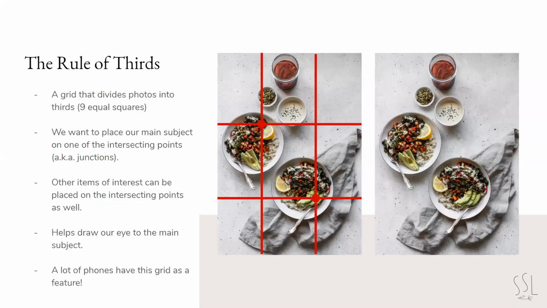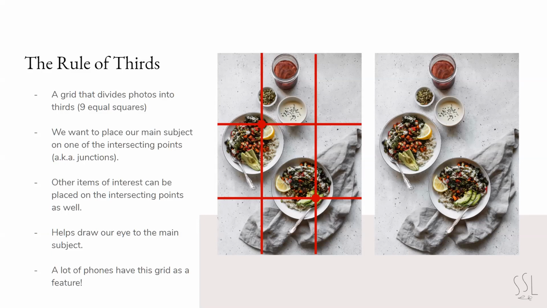Now let's talk about our 3 easy compositional techniques, starting with the rule of thirds. So the rule of thirds states that when a photo is broken up into thirds using a 4-grid line, like you see in this photo, the main element of our photo should be placed in one of those junctions or intersecting points. The reason we use the rule of thirds is because our eye naturally goes right to those junction points, and by putting our subject on those points, we create a dynamic and interesting photo.